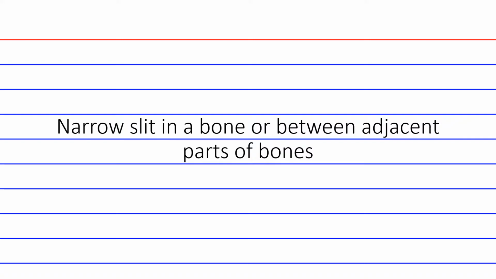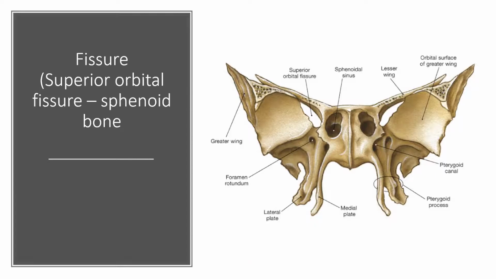This is a narrow slit in a bone or between adjacent parts of a bone. The answer is a fissure, such as the superior orbital fissure in the sphenoid bone.